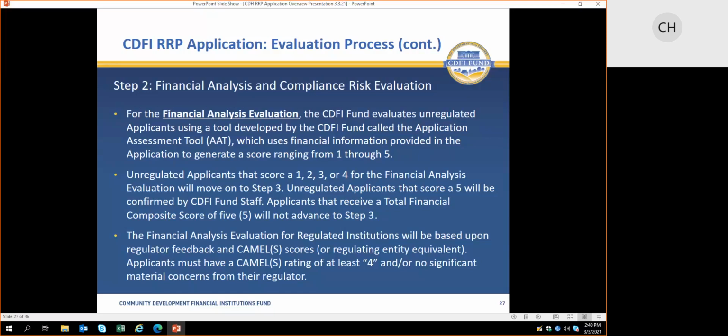For our regulated institutions, there will be a comparable process, but it will be based upon regulator feedback and the CAMEL score or equivalent. Similarly, applicants must have a CAMEL rating of at least 4 and or no significant material concerns from their regulator to advance.